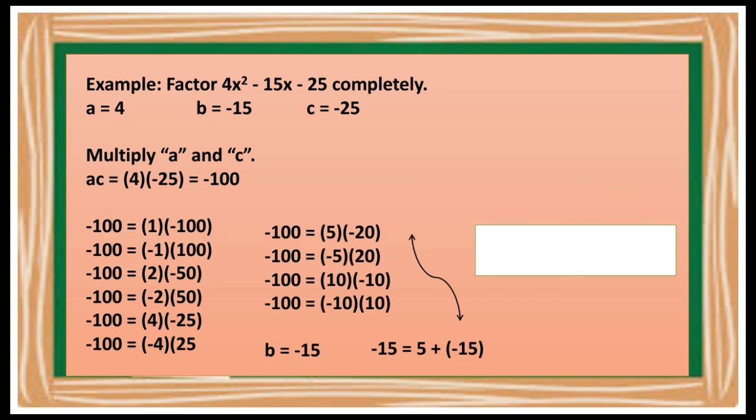So finally, this expression 4x squared minus 15x minus 25 could be factored by first copying the leading coefficient 4 with the variable x, and then partnering with the factors 5 and negative 20. But note that we can still reduce the 4x minus 20 by dividing by 4. And finally, we have 4x plus 5 times x minus 5 as your final answer for this expression.